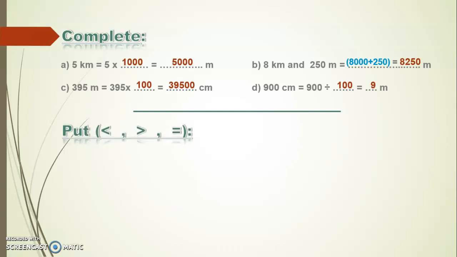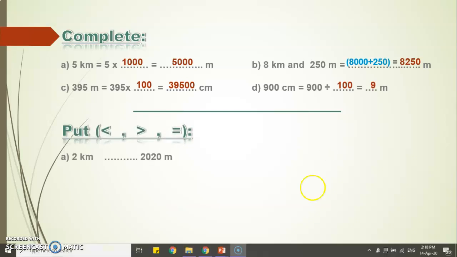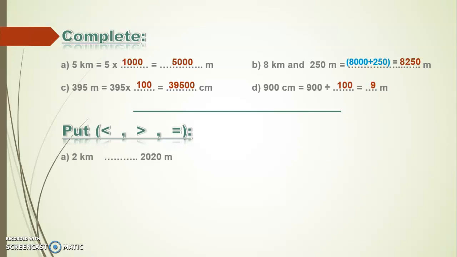Put smaller, greater or equal. Number A: 2 kilometers, the other side is 2020 meters. I can't compare between two different units, so I have to convert the kilometers to meters. To convert from kilometer to meter, I multiply by 1000. So the two sides will be 2000 meters, the other side is 2020 meters. So which one is the greater? 2020 meters.